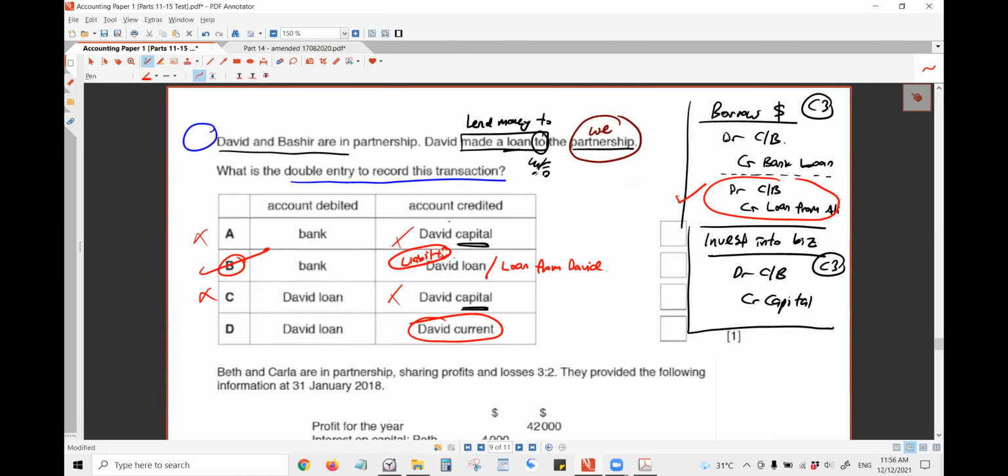So therefore answer is B. When there's borrowing, there's interest to pay. When it comes to investing, there's no interest, and the money is there forever, and there's no paying back.